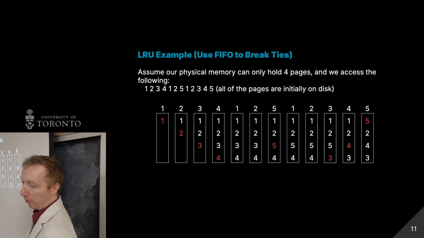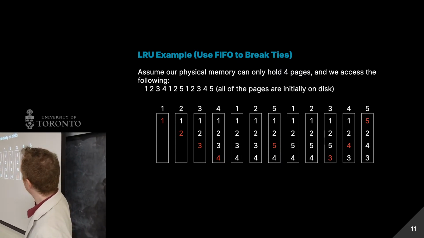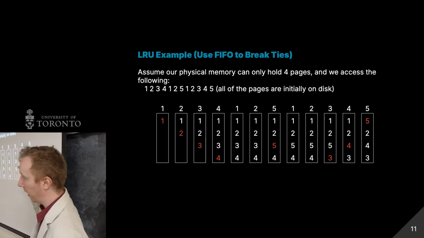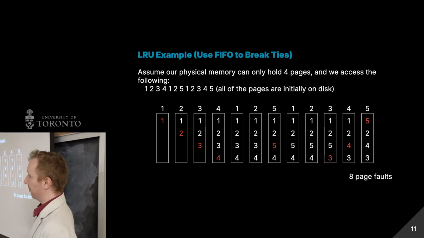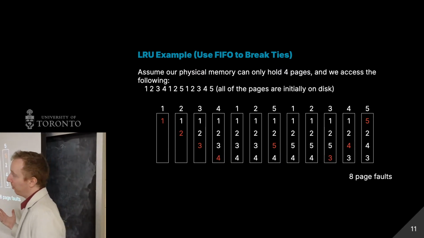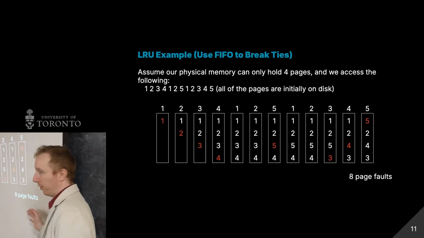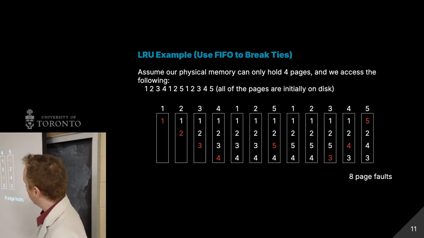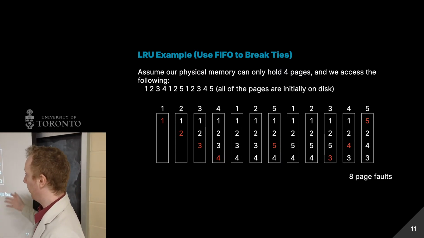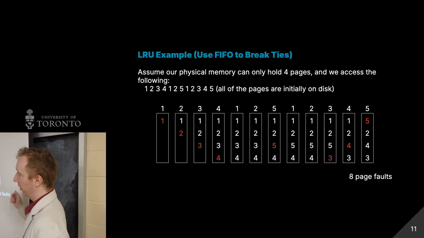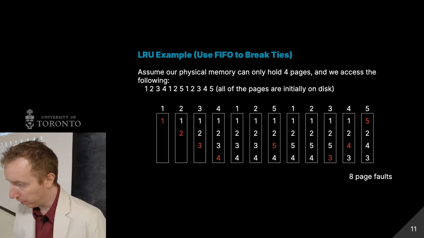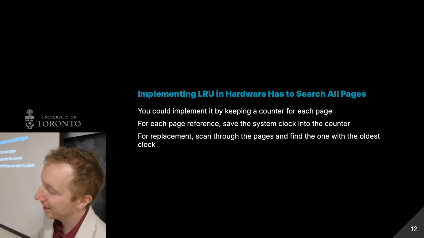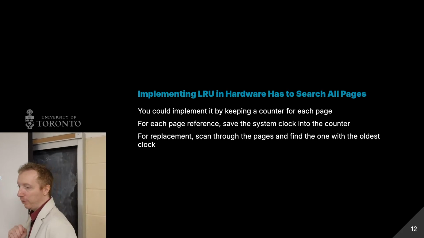And again, if I count all my page faults, looks like I have 1, 2, 3, 4, 5, 6, 7, 8. So 8 page faults. So it wasn't as good as optimal. Optimal is 6, but it's called optimal for a reason. Can't do better than that. First in, first out for this got 10, so this landed somewhere in the middle, but we could actually implement this-ish.